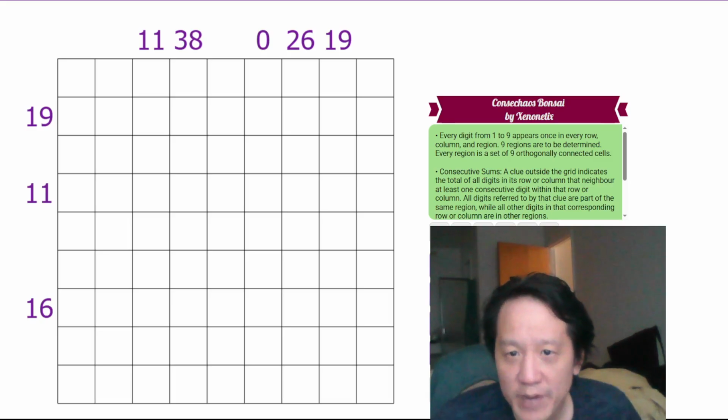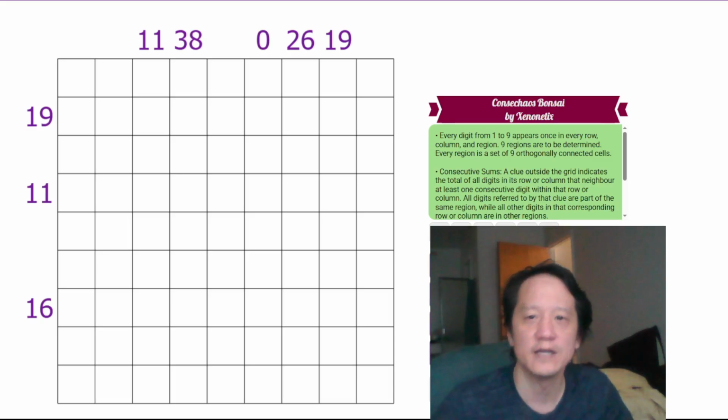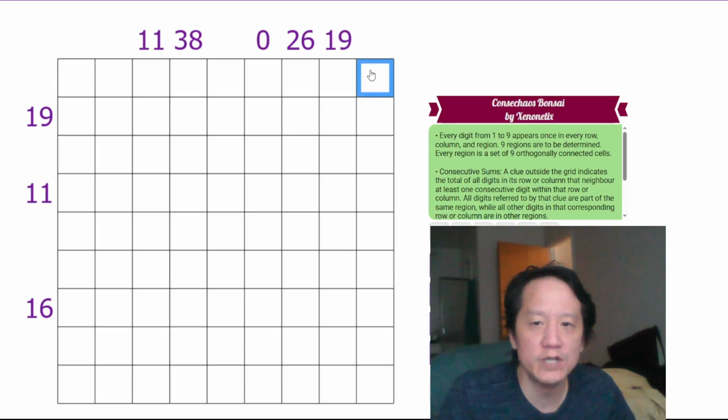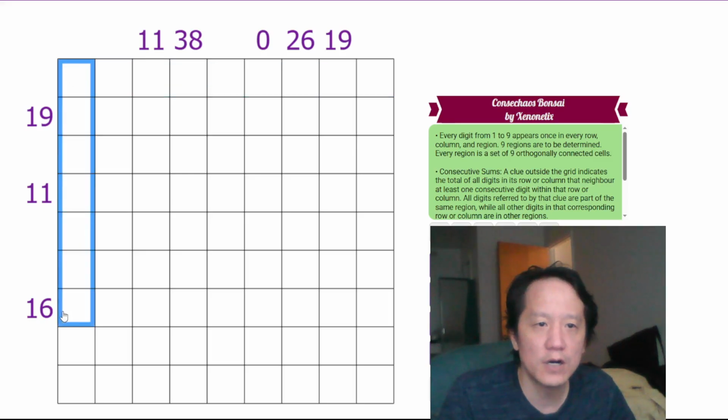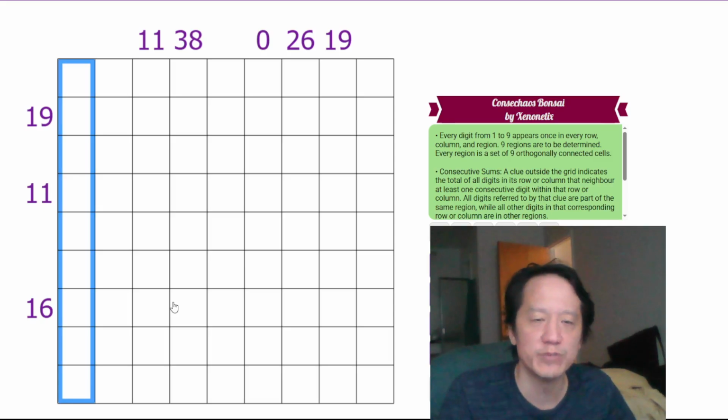Hello everyone, this is today's very hard puzzle, and it's called Consechaos Bonsai by Xenonetics. And here are the rules. Every digit from 1 to 9 appears once in every row, column, and region. 9 regions are to be determined, and every region is a set of 9 orthogonally connected cells. So this is a basic chaos construction rule set.